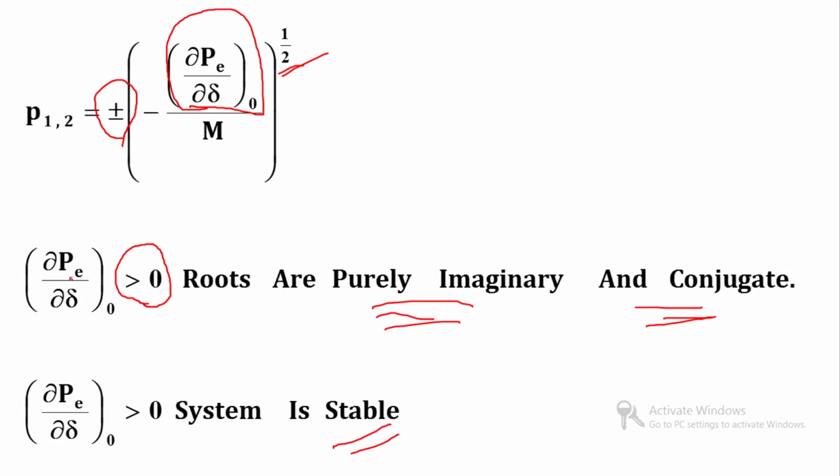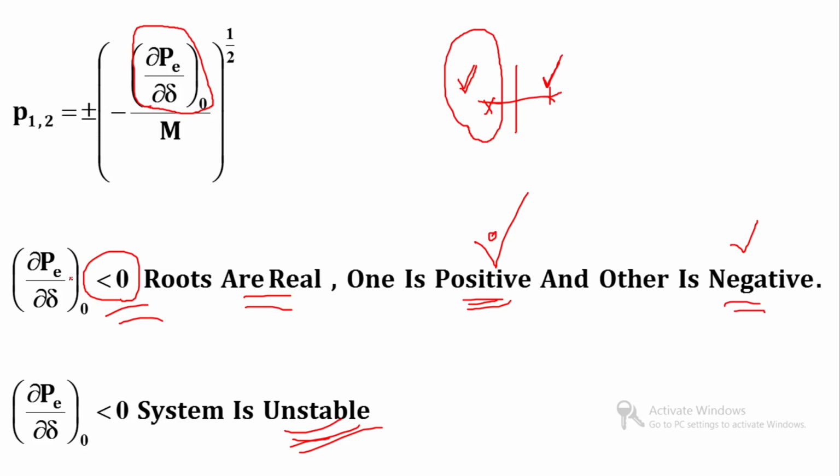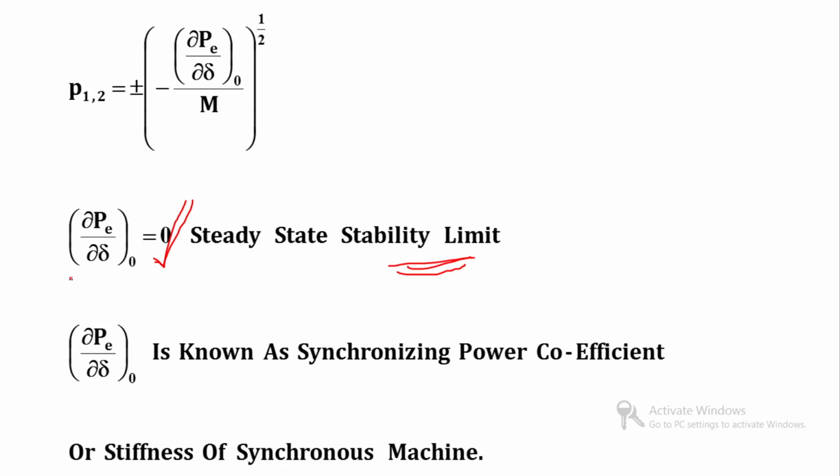If del P by del delta is greater than 0, the system is stable. If del P by del delta is less than 0, the system is unstable. And if del P by del delta is equal to 0, then the system is at its limit. That means it can be stable or it might be unstable, depending on the change in del P by del delta. Clear?